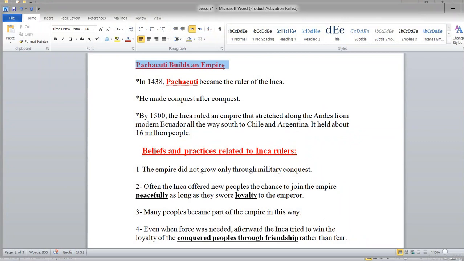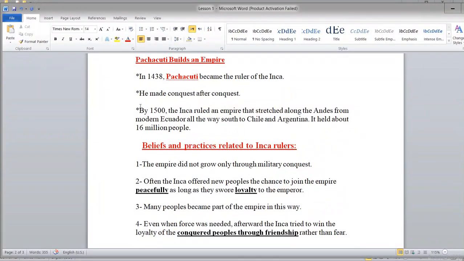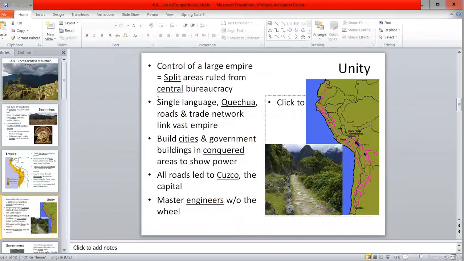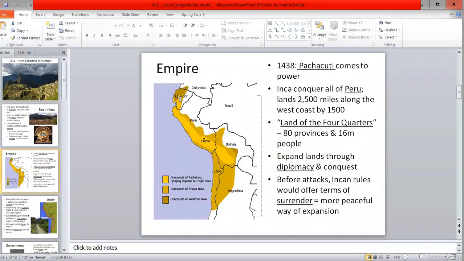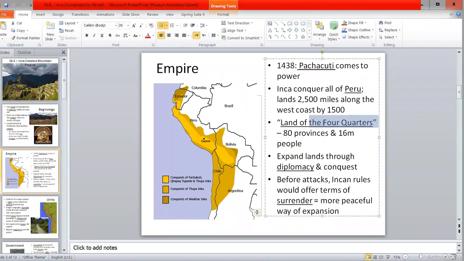Pakuchi builds an empire. In 1438, Pakuchi became the ruler of the Inca. He made conquest after conquest. He wanted to invade just to maximize the Inca Empire. By 1500, the Inca ruled an empire that stretched along the Andes from modern Ecuador all the way south to Chile and Argentina. Here, I'm going to show you. Here, Ecuador, Cuzco, Chile, and Argentina. The four quarters.